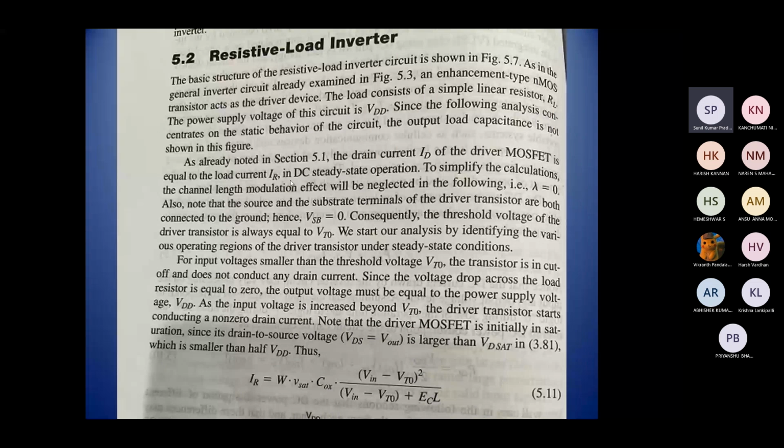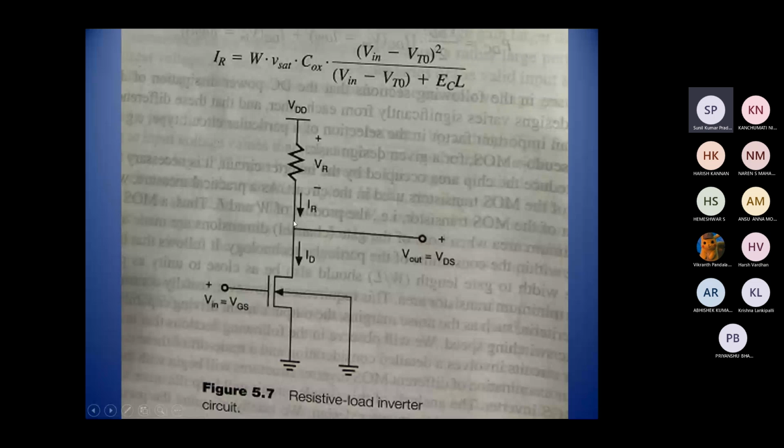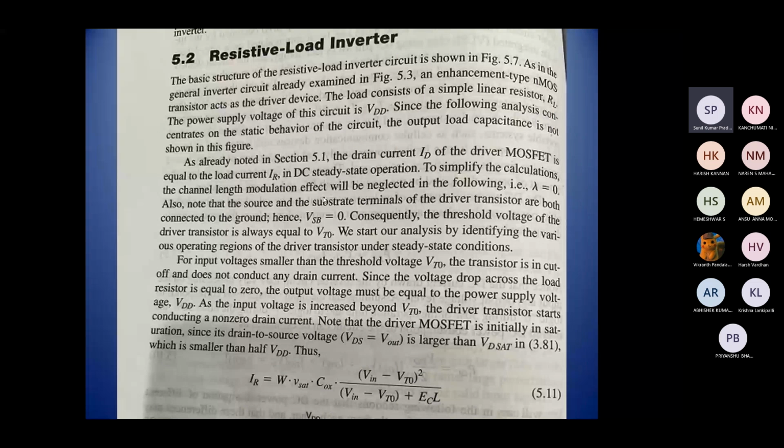Now, the drain current ID of the driver MOSFET is equal to the load current IR, the load resistance current. So the drain current ID of the driver MOSFET is equal to the load current IR in DC steady state operation. In these cases, the channel length modulation coefficient is considered to be zero.